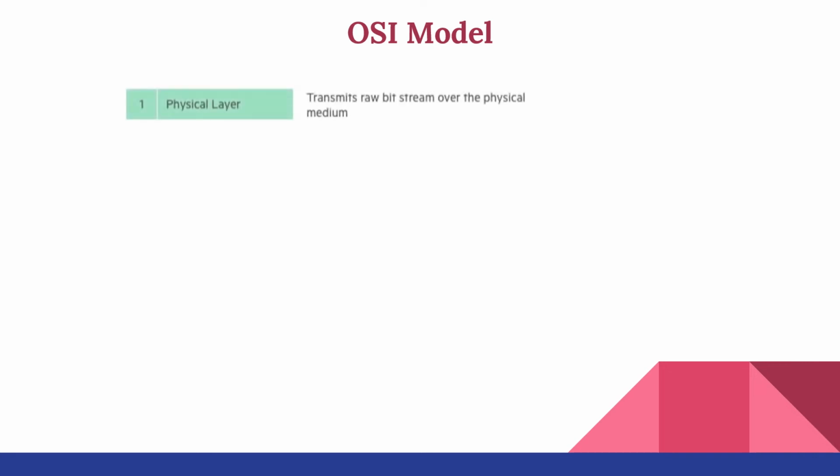Now moving to the next topic, that is OSI Reference Model. This model is based on the proposal developed by the International Standards Organization. OSI model has 7 layers. First, physical layer. It transmits raw bit stream over the physical medium. Second, data link layer, which defines the format of data on the network.